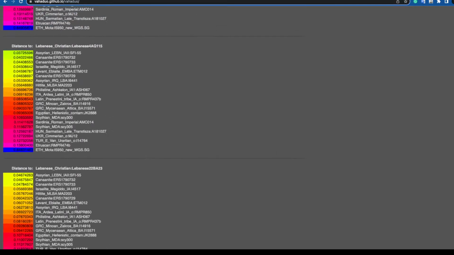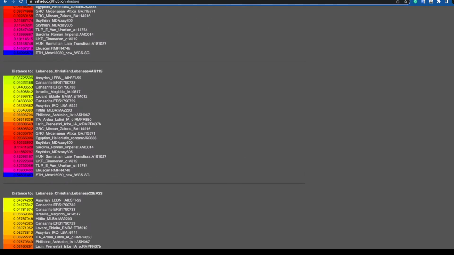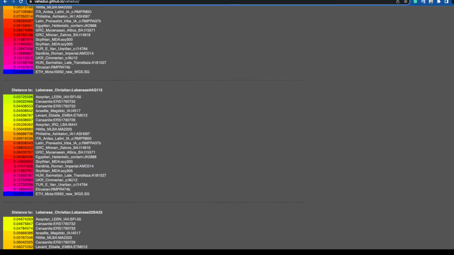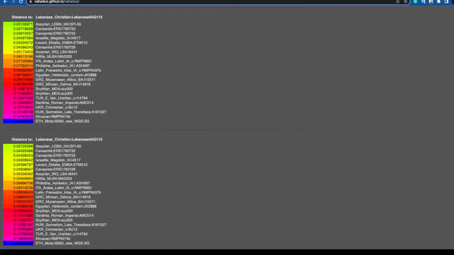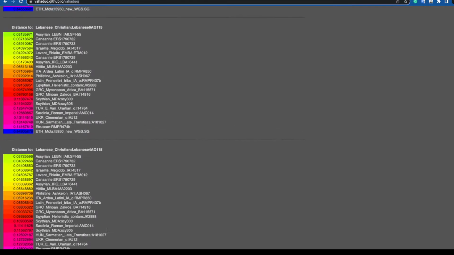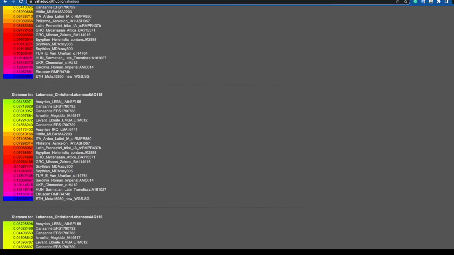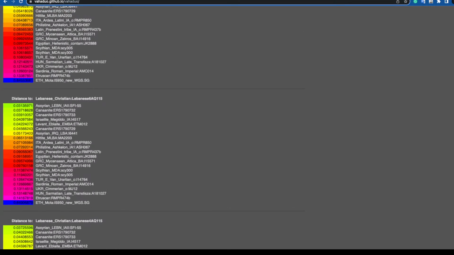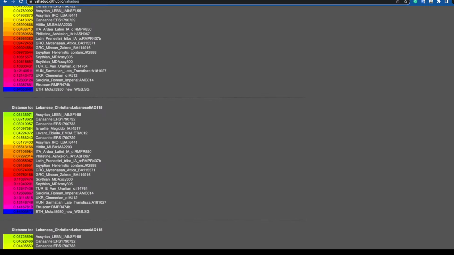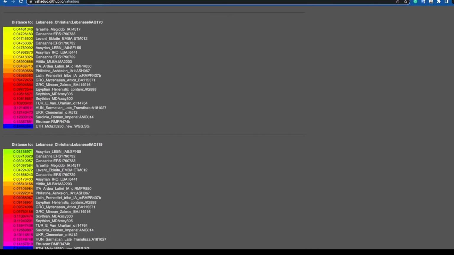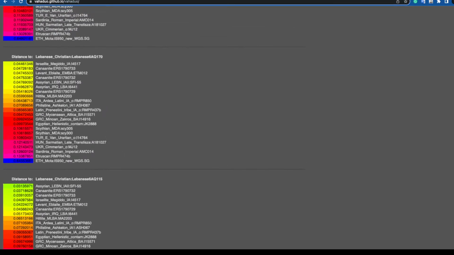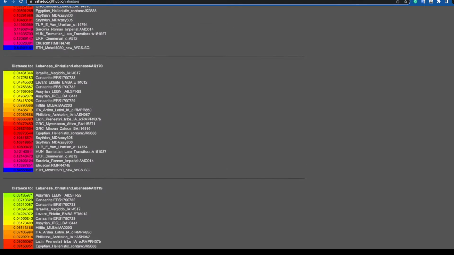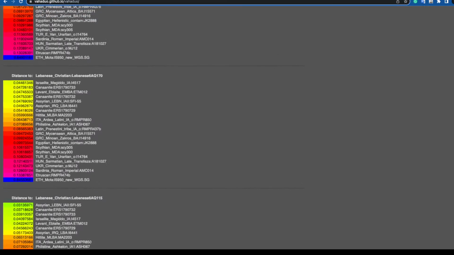Well, from what I can see, the Lebanese Christians tend to be closer to the Canaanite samples, but that's not always the case, as this one is close to the Syrian sample. So, once again, if that sample had a majority or half of his DNA that was Canaanite, it explains why that Lebanese Christian would cluster with the Syrian sample.